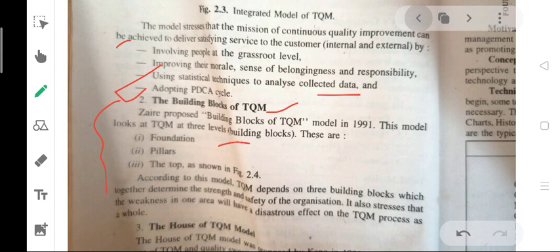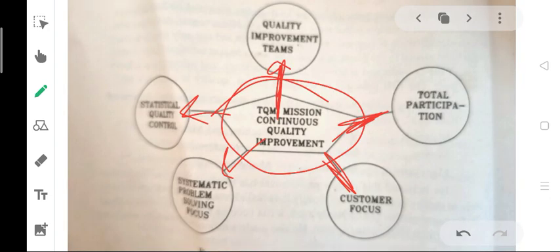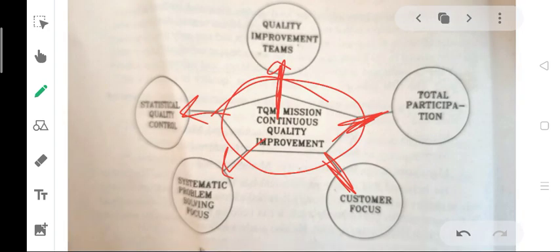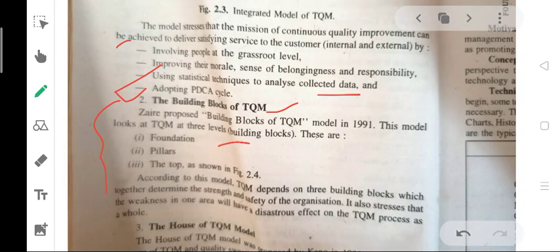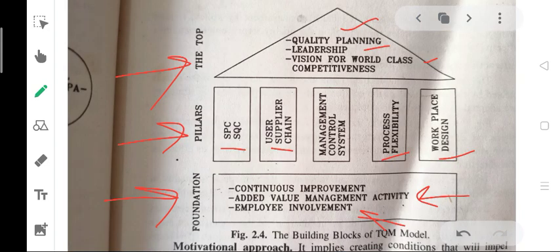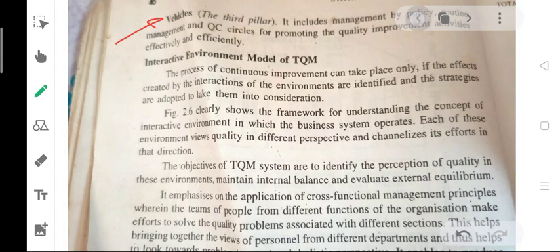In this session, we have discussed the TQM models. First, we discussed the integrated model of TQM and the basic five important elements in quality improvement: statistical quality control, systematic problem solving, customer needs, management commitment, and total participation. Then we discussed the building blocks of TQM: foundation, pillars and the top, and the house of TQM model: top, pillars, foundation. We also discussed the motivational approach, concept, technique, and quality assurance. In quality assurance there are three major pillars: concept, techniques and vehicles, which includes management by policy, routine management and the QC circle for promoting quality improvement activities effectively and efficiently.